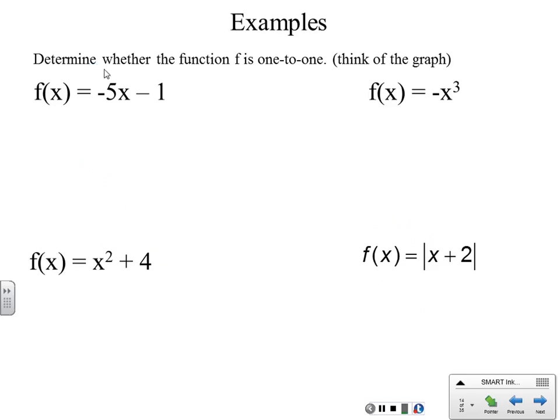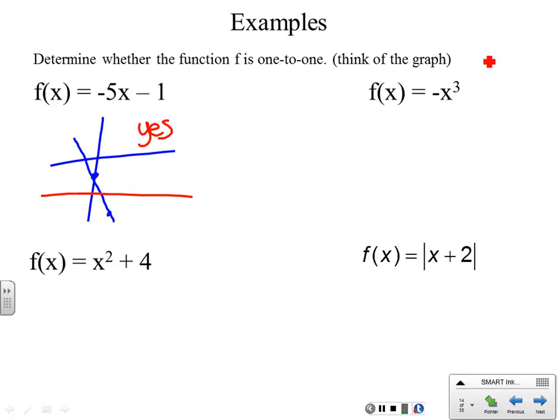So now, determine whether the function f is one-to-one. Think of the graph. I'm not asking you to do anything except think of the graph and tell me yes or no. This function right here, what is this? It's a straight line. In particular, if we did graph it, you would come down to -1, and then you'd go down 5 and to the right 1, so it looks like this right here. So is this one-to-one? Yes, absolutely.